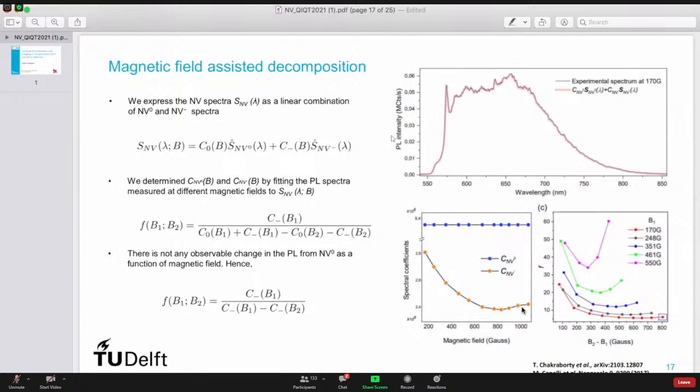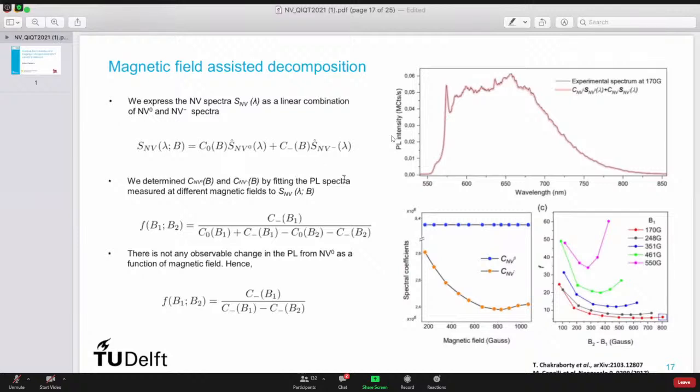Now we performed this analysis for many different field values. We wanted to capture the contribution to the total spectrum from NV0 and NV minus, and then study their behavior as a function of magnetic field. So to do that, we constructed a function like this, which is basically a linear combination of the basis spectra from NV0 and NV minus, and C0(B) and C minus(B) are the coefficients which determine the contribution of the signal from NV0 and NV minus to the total PL.